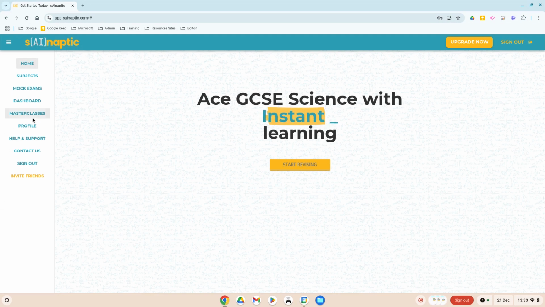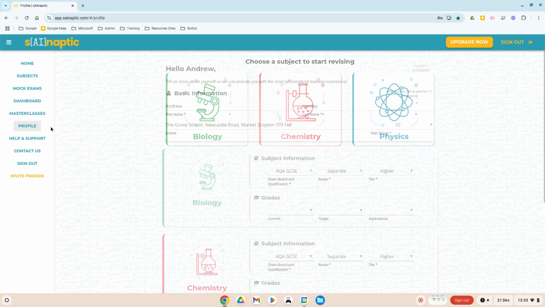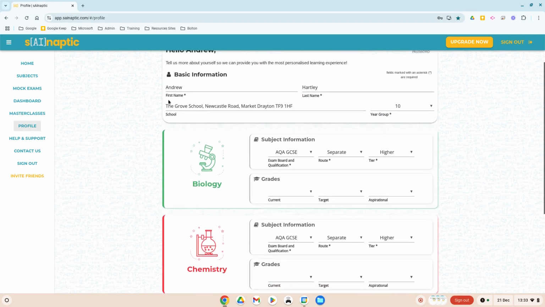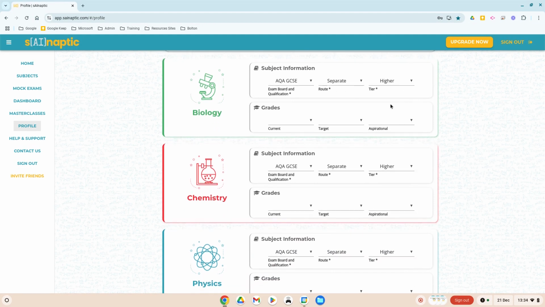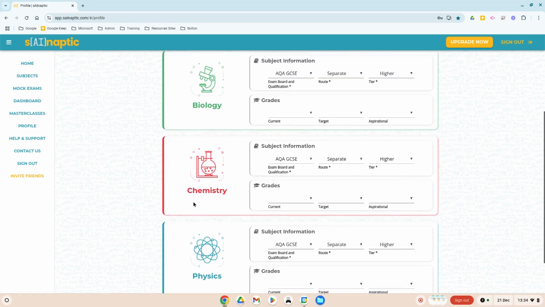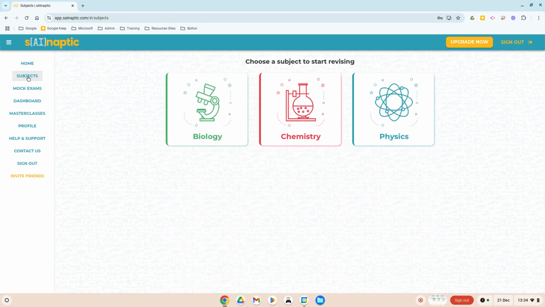So logging onto the site, what I do first of all is I will put into my profile what the school is that I'm at, my name, and then I'll also identify what the exam boards are, whether I'm doing AQA for example, or Edexcel, IGCSE, Excel, etc. And I will also put down whether I'm doing separate sciences or combined, and whether I'm doing a foundation or higher paper. And I'll do that for biology, chemistry and physics. Now, the software won't let you go on until you've completed all these, and then once you've completed them, it will then allow you to go and do some revision.